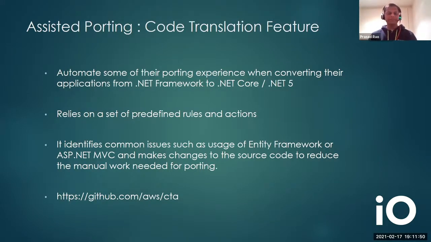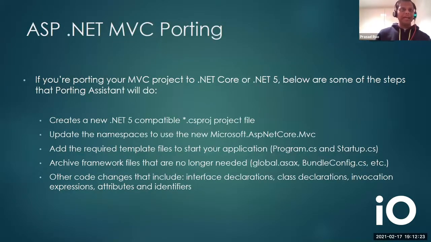So the feature is called the code translation feature, which relies on a predefined set of rules and actions. It finds those patterns in the code and updates the code accordingly. You can find the details in the GitHub link that is there. It's going to identify common issues or usages of Entity Framework or ASP.NET MVC, the legacy stuff, and make changes to the source code to reduce the manual work needed for the porting. Let's dive deep into that a bit.